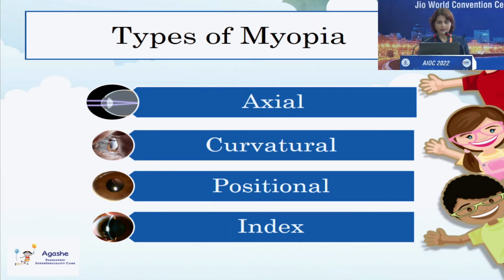So the types of myopia that we know are axial, wherein the axial length elongates, curvatural, where the myopia is attributable to the corneal curvature, positional, which could be due to the position of the lens, and index, which is lens induced, as in diabetics or in lenticonus. So atropine again has to be used only in cases of axial myopia and cannot be used in other types of myopia. So these are the contraindications.